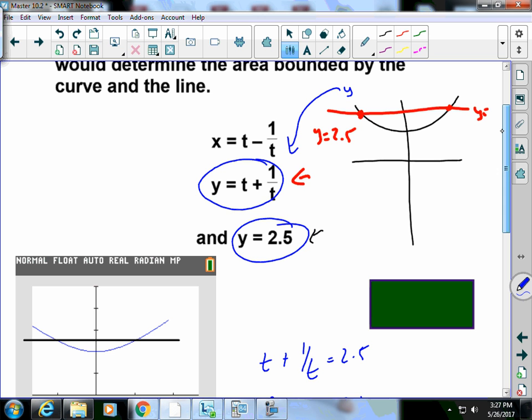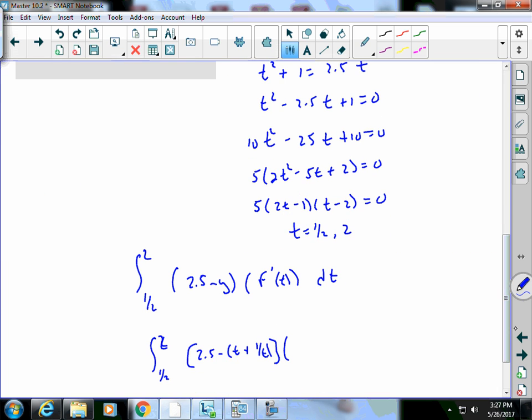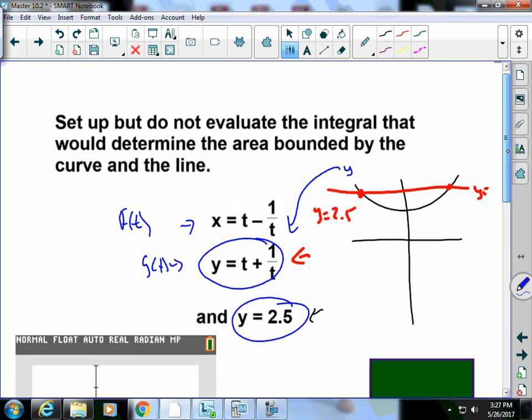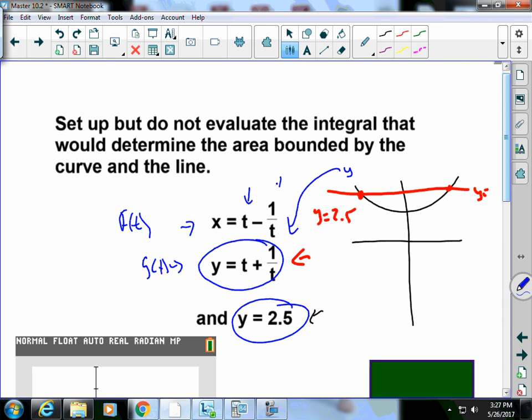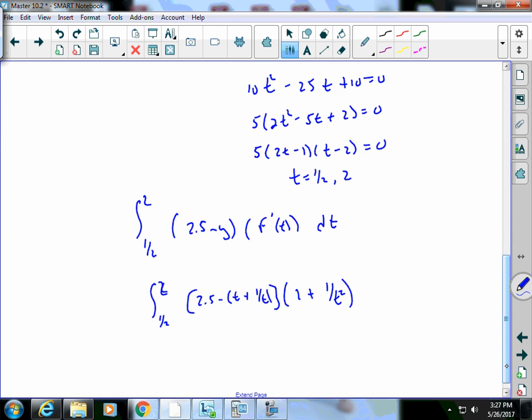So that gives me 1, right? The derivative of this, that's f of t. That's my g of t. The derivative of f of t is 1 plus 1 over t squared, right? Because the derivative of t is 1, and the derivative of 1 over t has a minus in front, making a plus. dt.